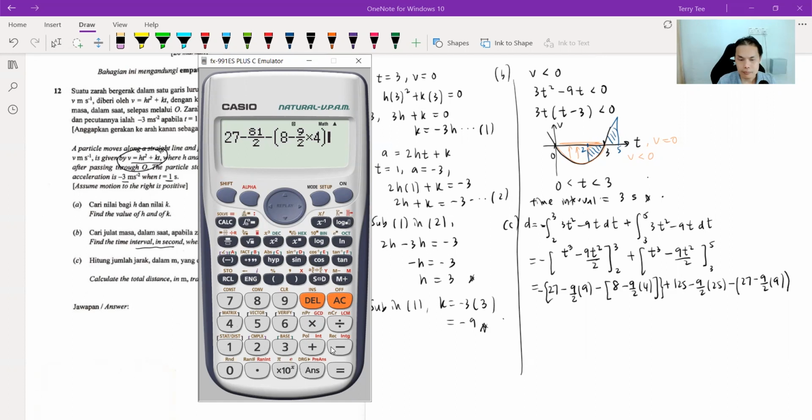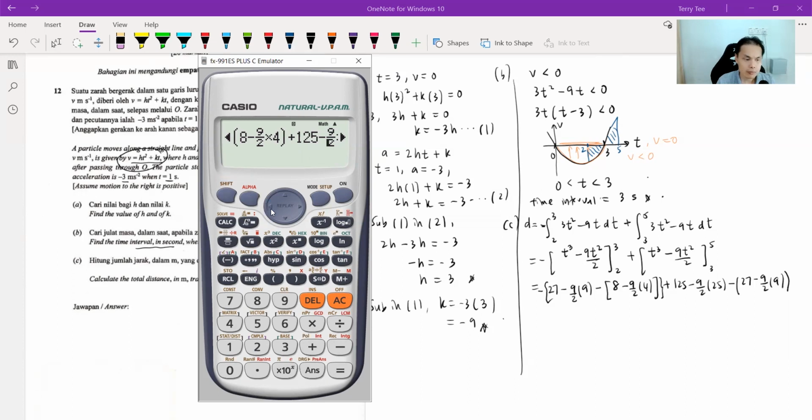Then you plus 125 minus 9 over 2 times 25. And then you minus 27 minus 81 over 2. Okay, I can do one shot. My answer, okay, I don't know, maybe I've got 22 and a half. Okay, maybe I've done something wrongly somewhere. Okay, let's see. This is, okay, I think this part here, 9 over 2. Okay, let me double check.